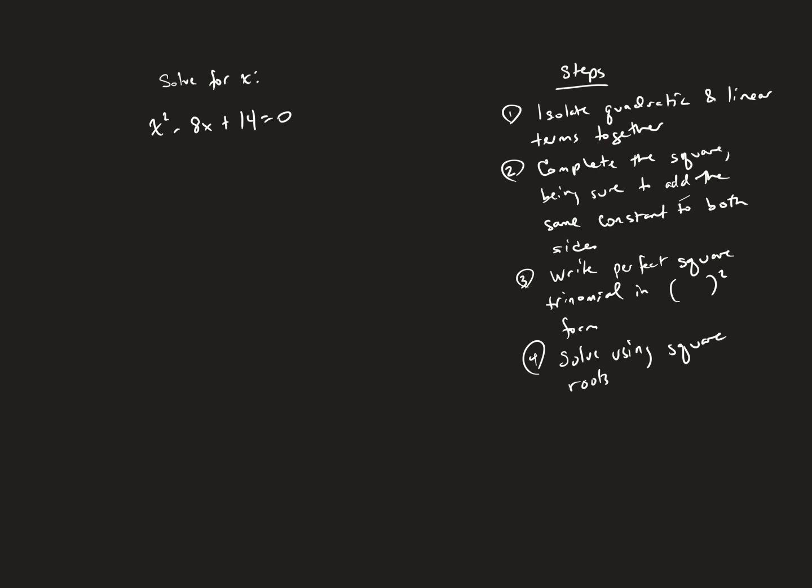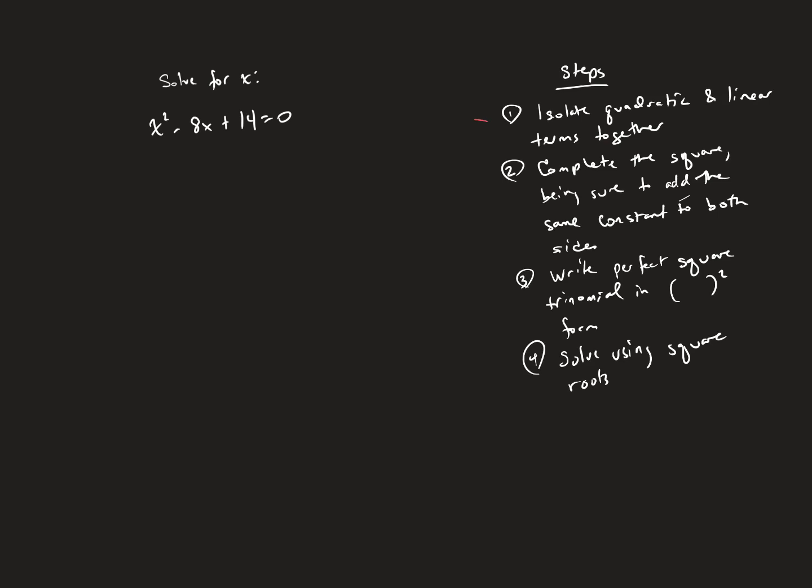Then we're going to complete the square, as we talked about in class. But when we add that constant to make it a perfect square trinomial, we're going to add that constant to both sides of an equation to keep it balanced. Then we're going to write the perfect square trinomial that results in the quantity squared form, and then we're going to solve it using square roots. So let me walk you through this example.